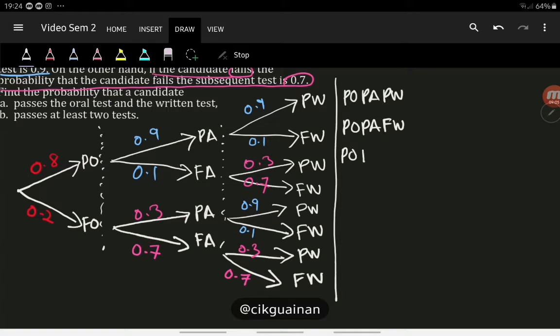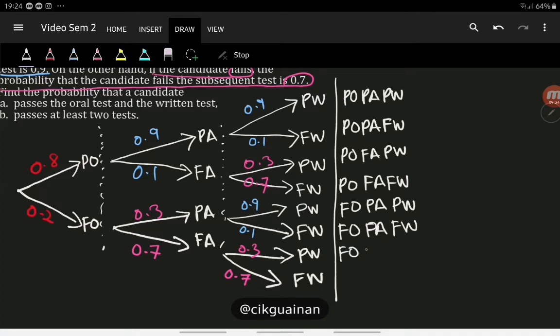Pass oral, fail aptitude, pass written. Pass oral, fail aptitude, fail written. This one fail oral, pass aptitude, pass written. This one fail oral, pass aptitude, fail written. This one fail oral, fail aptitude, pass written. This one is fail everything.